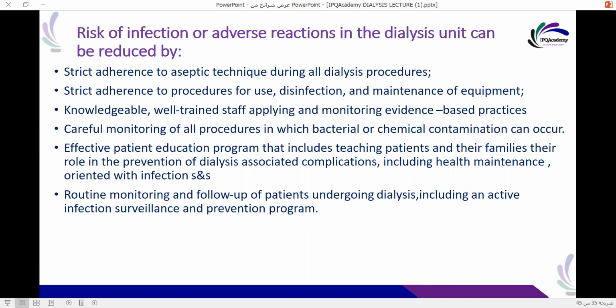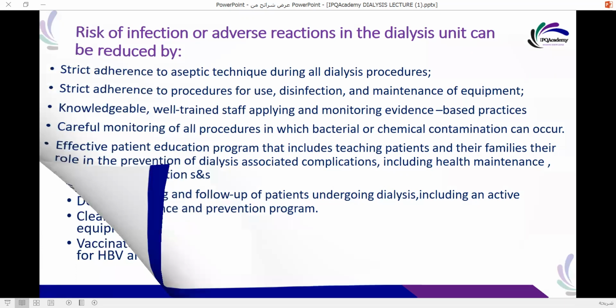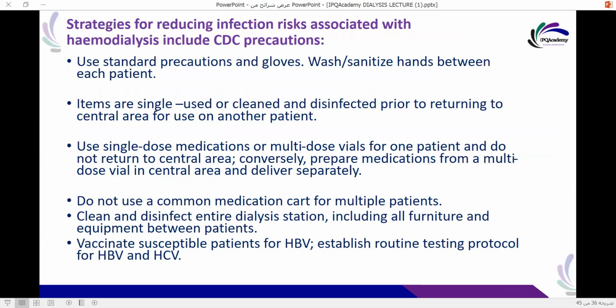Effective patient education programs. This is vital, including teaching the patients and their families their role in prevention of dialysis-associated complications, including health maintenance oriented with infection signs and symptoms. Routine monitoring and follow-up of patients undergoing dialysis, including an active infection surveillance and prevention program. Strategies for reducing the infection risk associated with hemodialysis, including CDC precautions.